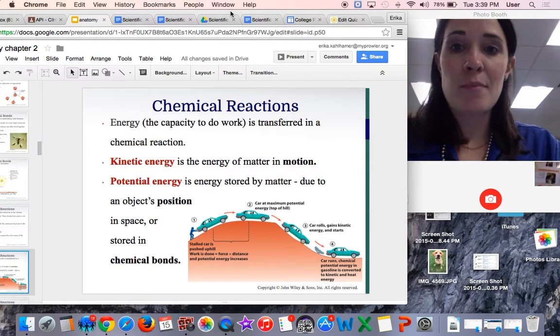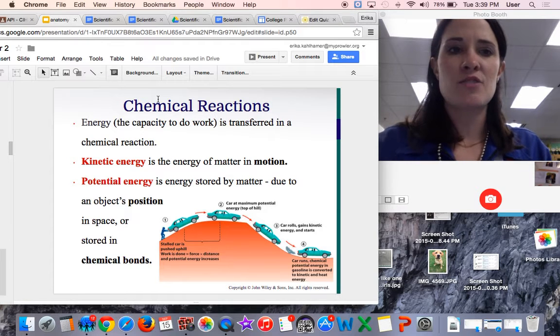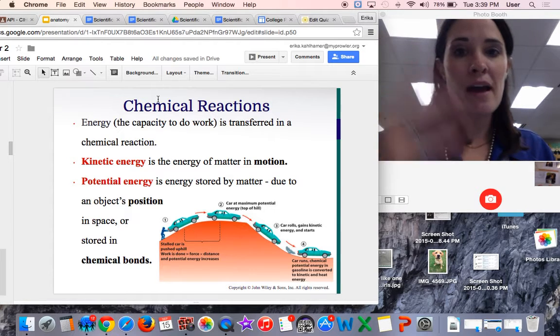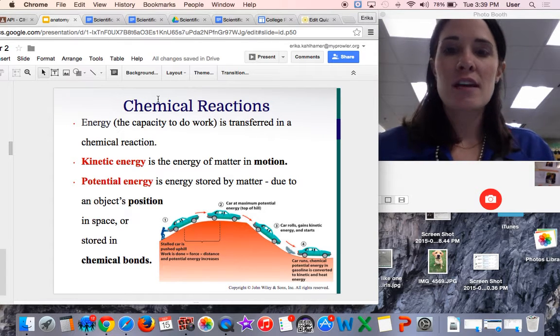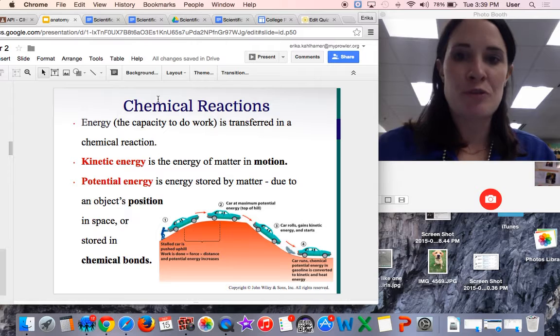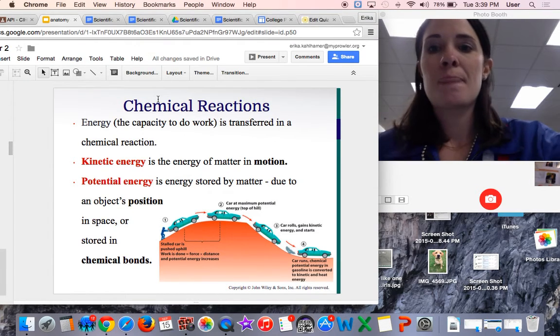Here are examples of a few different types of energy. Energy is simply the capacity to do work. I have energy, so I have the capacity to do work. And they transfer in a chemical reaction. So kinetic energy is energy in motion. Potential energy is energy stored by matter.